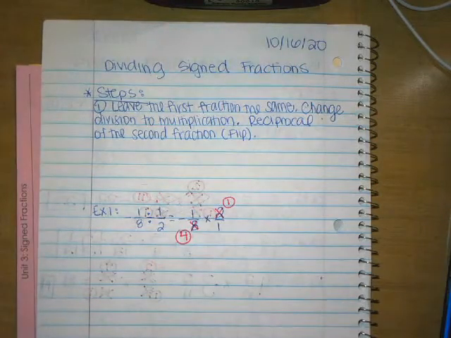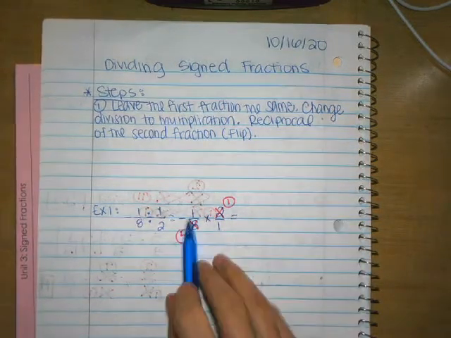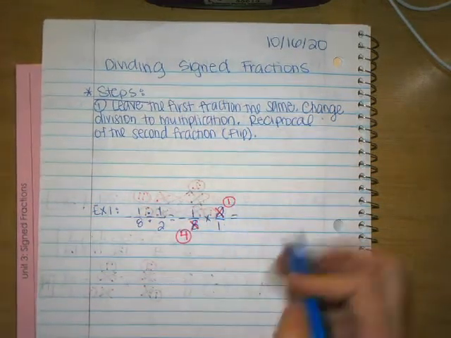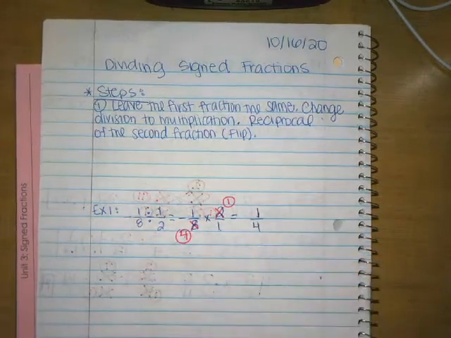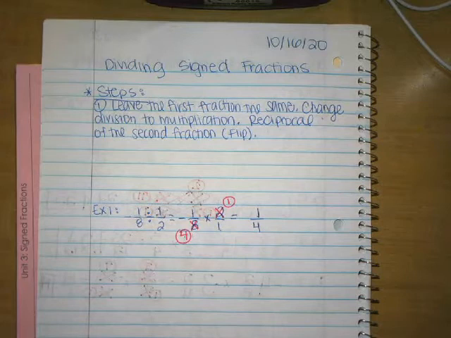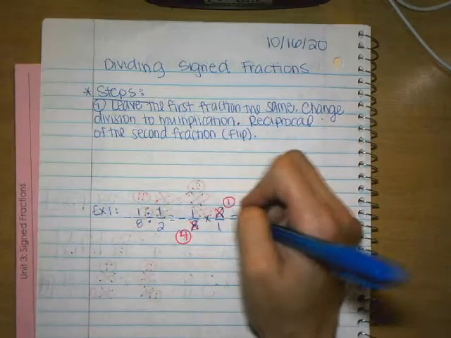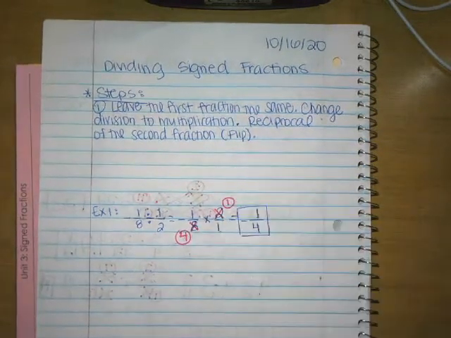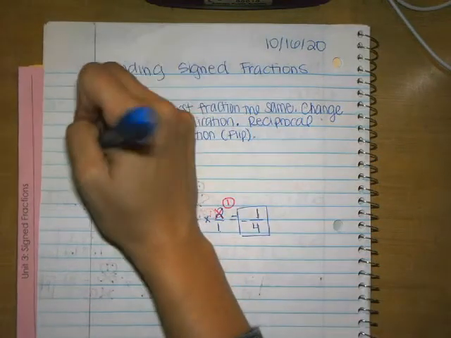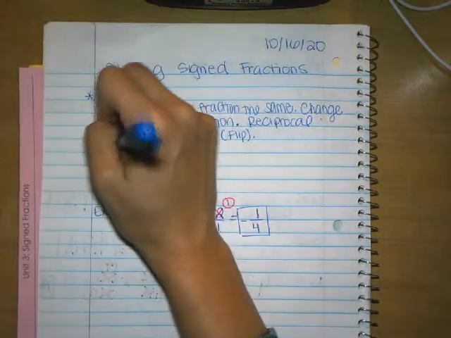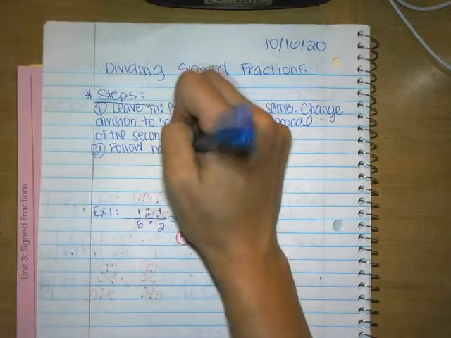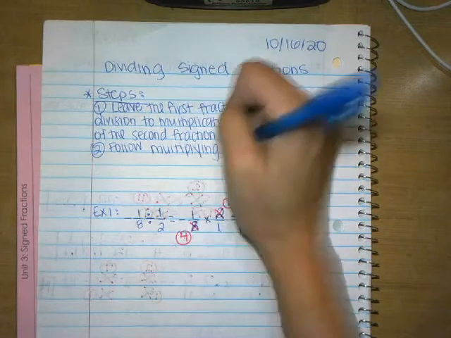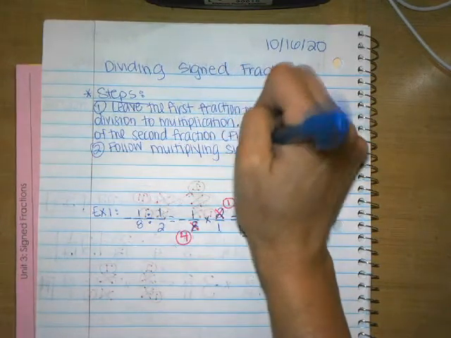Now what do I do? 1 times 1 is? 4 times 1 is? Positive or negative? Why is it negative? The signs are different. The signs are different, therefore it's a negative. So step 2, follow multiplying signed fraction rules.